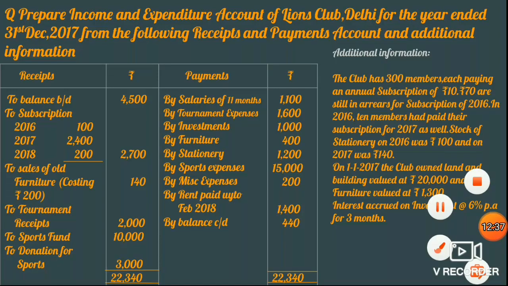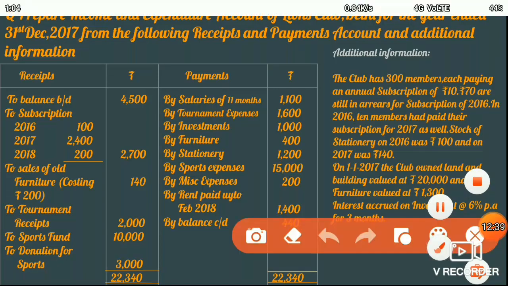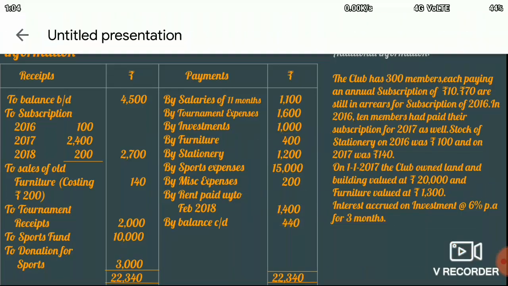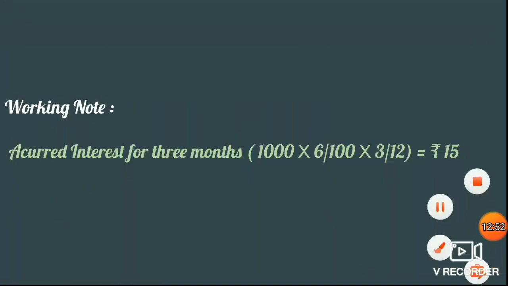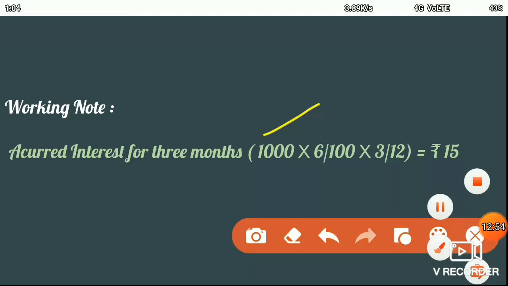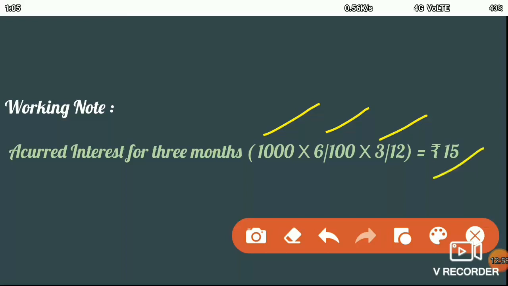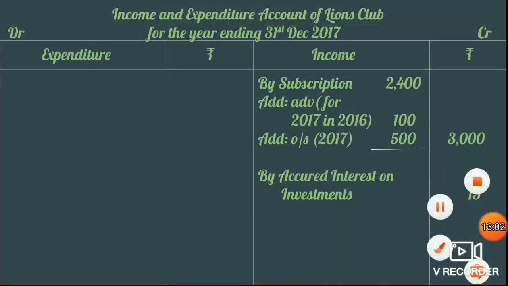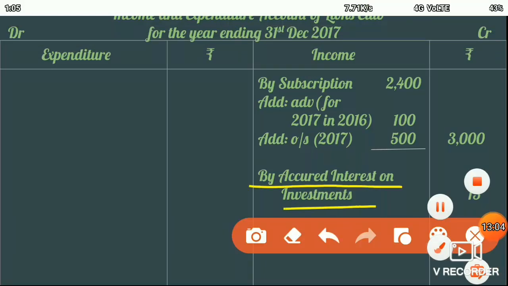The next item which requires adjustment is interest on investment. Now the interest on investment is accrued for 3 months, and the rate of interest is 6%. So we can calculate this way. The investment was 1,000, the rate of interest was 6%, and it was accrued for 3 months. So the accrued interest is 15 rupees. So we can enter in this way: by accrued interest on investment, 15 rupees.